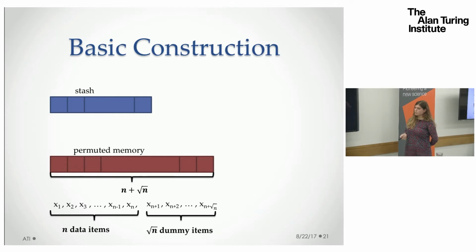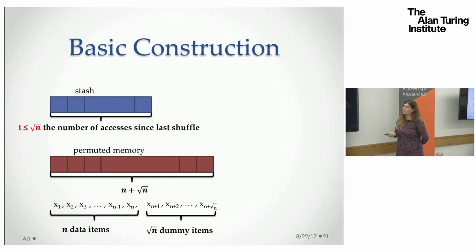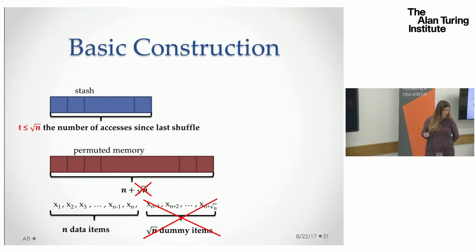So in our construction, we start with some simple modifications. First, we don't need to keep a stash that's of size square root of n all the time. We will increase the stash with the number of accesses. In particular, after t accesses, we only need a stash of size t. So we will incrementally be increasing the size of the stash, and this means that you will scan a smaller stash at each access. Also, we would like to get rid of these dummy items. We don't want to have to deal with them. So we want to have a main memory that's only proportional to the size of our data.